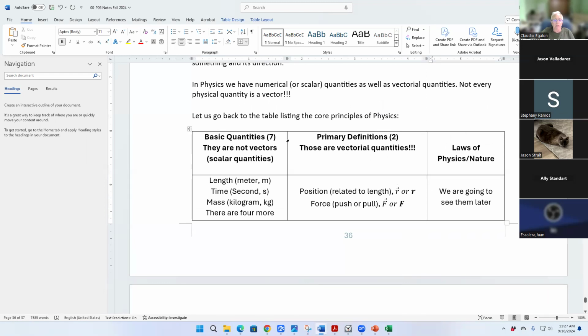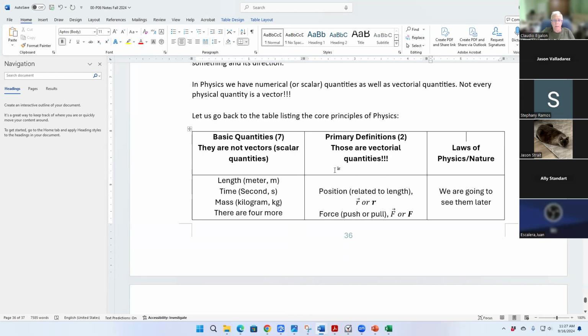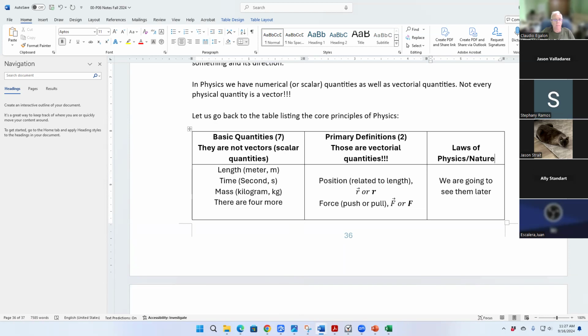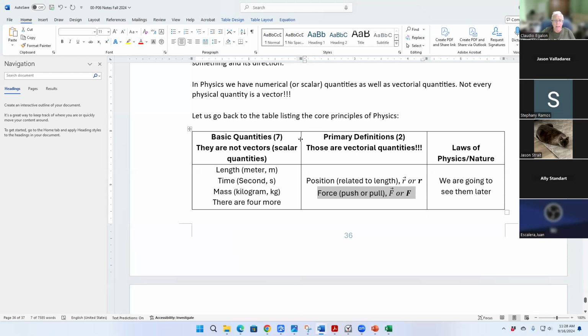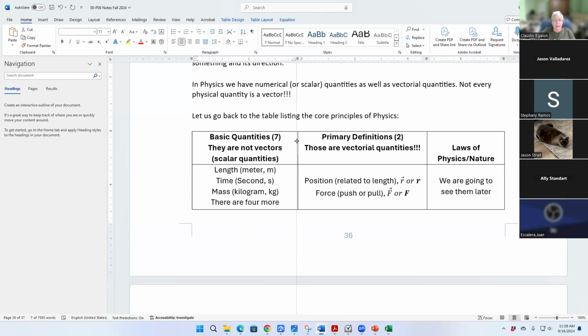Not only do we have the basic quantities on the left side and the primary definitions, but I guess I mentioned before that the basic quantities are always scalar quantities: length, time, mass, and there are four more. Whereas the primary definitions are vectorial quantities. The position is a vector quantity, and the force, which you're going to see soon, is also a vectorial quantity.